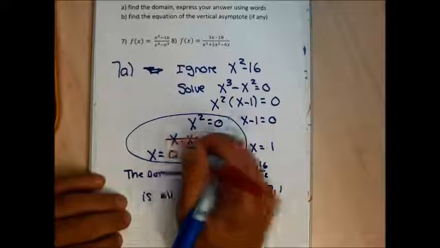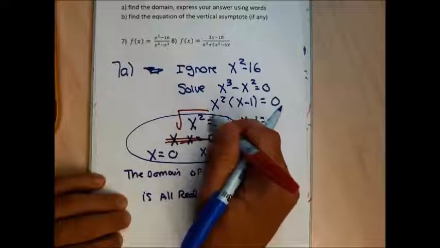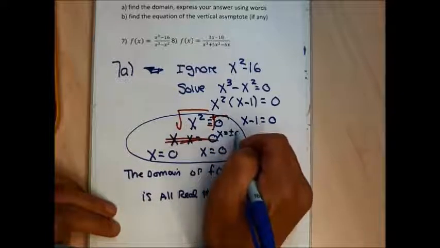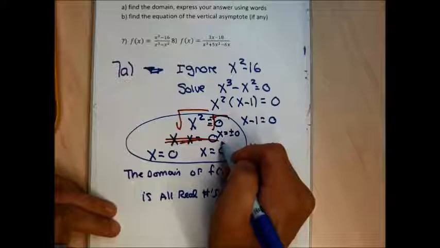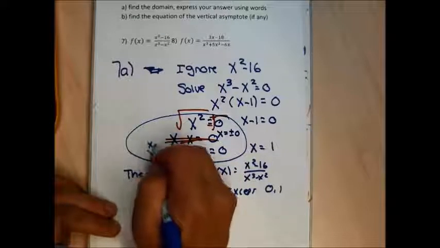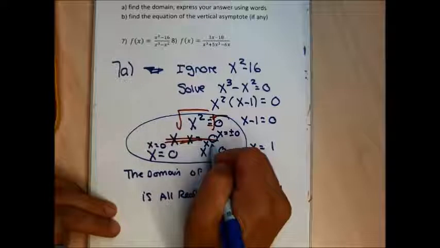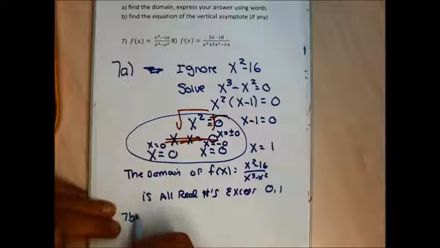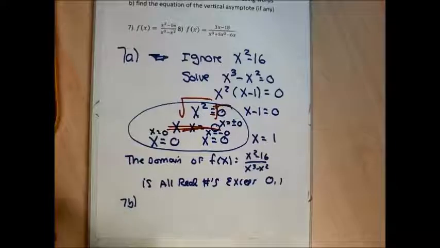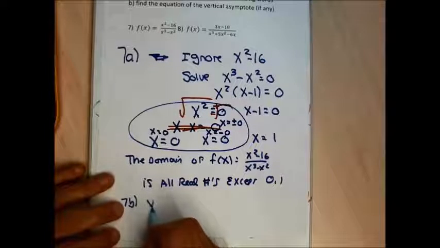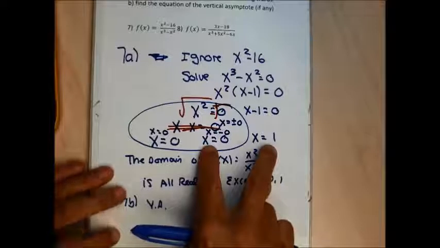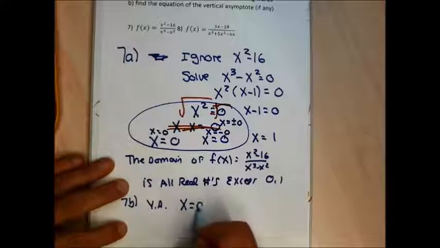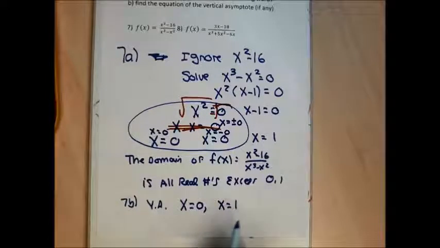Another way I could have solved this is to take the square root, plus or minus. The square root of x squared is x. The square root of 0 is 0. This would give me x equal to positive 0 and x equal to negative 0. X equal to positive 0 is just 0. X equal to negative 0 is really negative 1 times 0, which is 0 as well. So that's maybe said differently, but maybe better for 7a. For 7b, the vertical asymptotes are just going to be the two individual answers that I have here: x equals 0 and x equals 1. I don't need to write x equal to 0 twice.